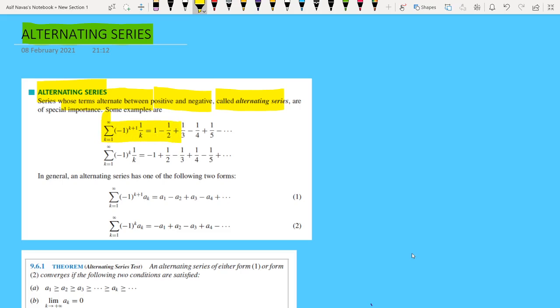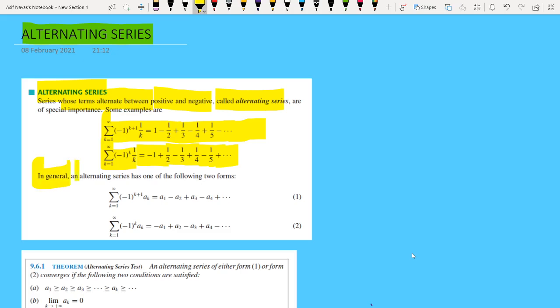For example, sigma k equal to 1 to infinity of (-1)^(k+1) times 1/k, which is equal to 1 - 1/2 + 1/3 - 1/4 + 1/5, etc. And another form is sigma k equal to 1 to infinity of (-1)^k times 1/k, which is equal to -1 + 1/2 - 1/3 + 1/4 - 1/5, etc. So these two are examples of alternating series.